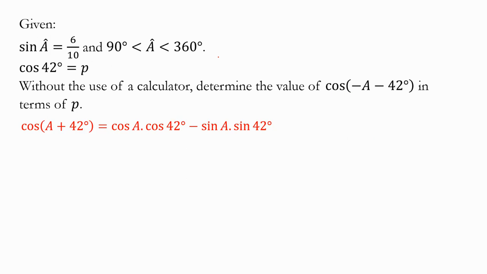We have sine A is equal to 6 over 10, and the angle is between 90 and 360 degrees. What information do we get here? It means sine A is positive, so it can be in quadrant 1 or quadrant 2, but it can't be in quadrant 1 because the angle should be between 90 and 360 degrees. So it's going to be in quadrant 2. You have to identify the quadrant before you do anything.